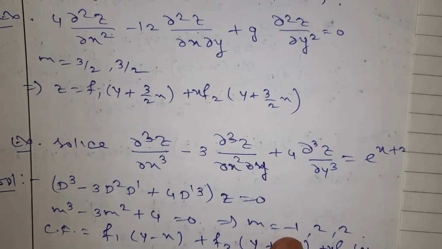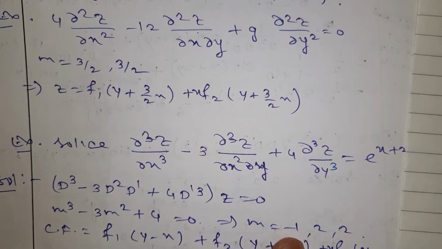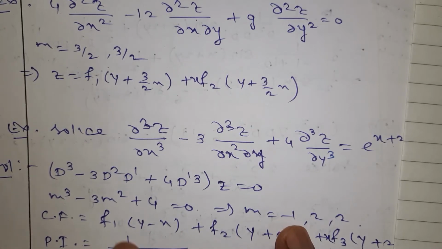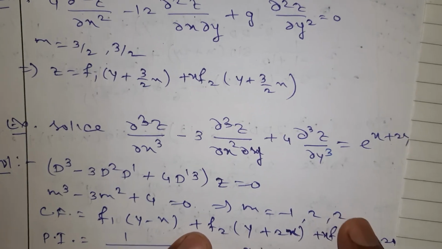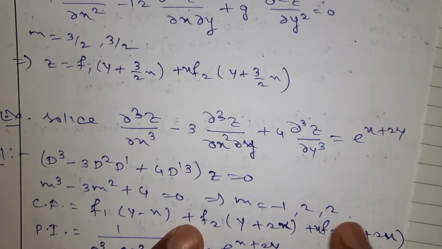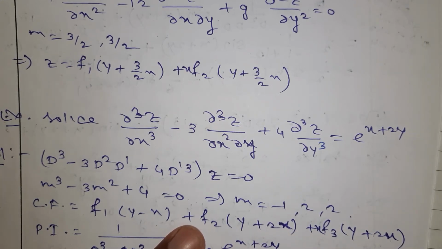Now will you tell me the complete solution? The complete solution, the CF, is f1(y − x), where the value of m1 is −1, plus f2(y + 2x). This root is repeated, two times it appears. So I have to take the first term plus x into the next term: f2(y + 2x) plus x f3(y + 2x).